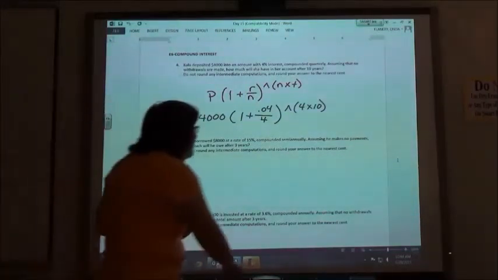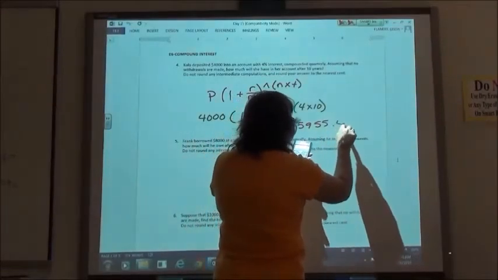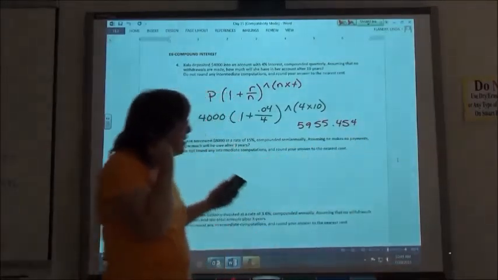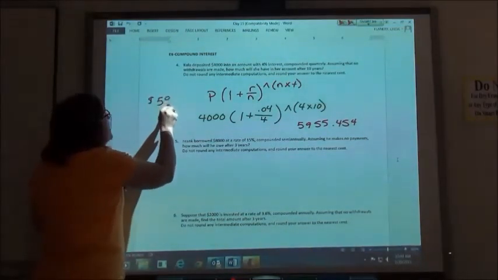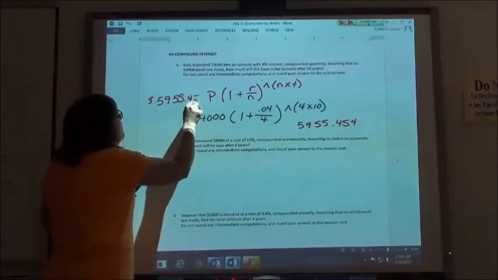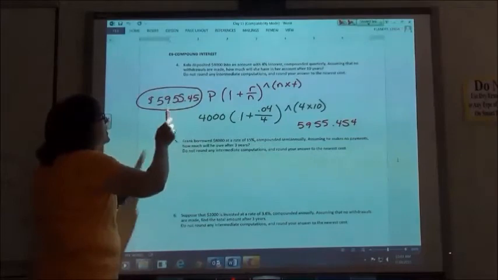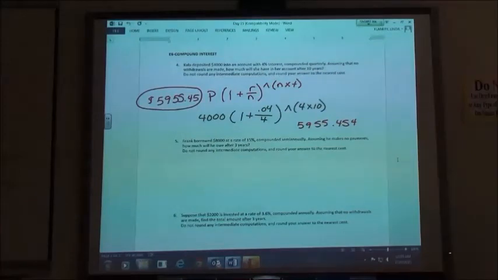Hit equals. I'm coming up with 5955.454. Tells me to round to the nearest cent, so I need to carry it 3 places. Since there's a 4 behind there, I'm going to say $5,955.45. So I started out with $4,000. After 10 years, I didn't make a whole lot of interest, 4% compounded quarterly. So I ended up with $5,955.45.